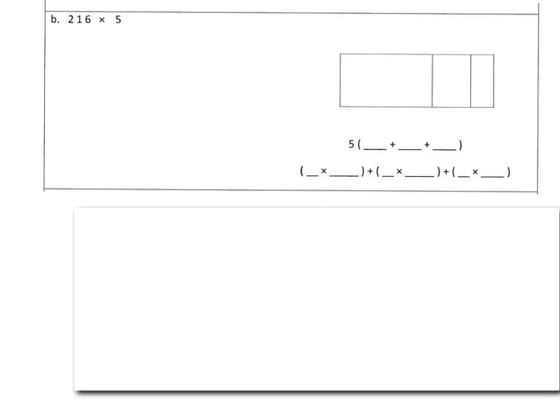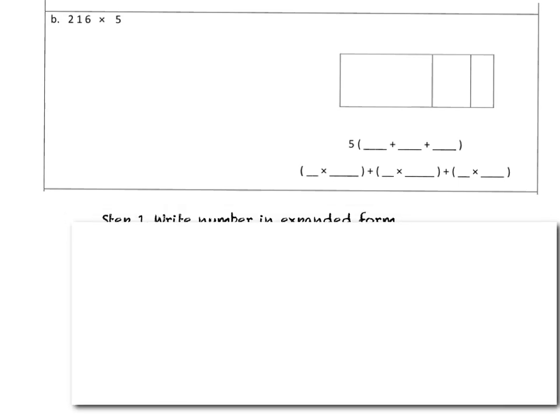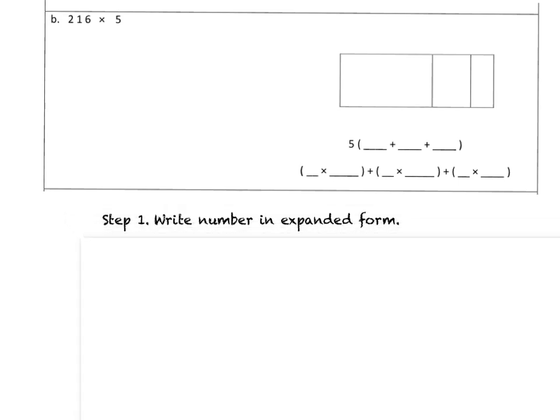Okay, 216 times 5. As you do this problem, I want you to hit pause as you do each step. That way, as soon as you do the step, you can press play again and check to see if you have the answer correctly. So at this time right now, let's look at the very first step. The very first step is to write the number in expanded form. I want you to think, are you going to write 216 in expanded form? Are you going to write 5 in expanded form? Which one of these would help? Press pause now and write that number in expanded form.